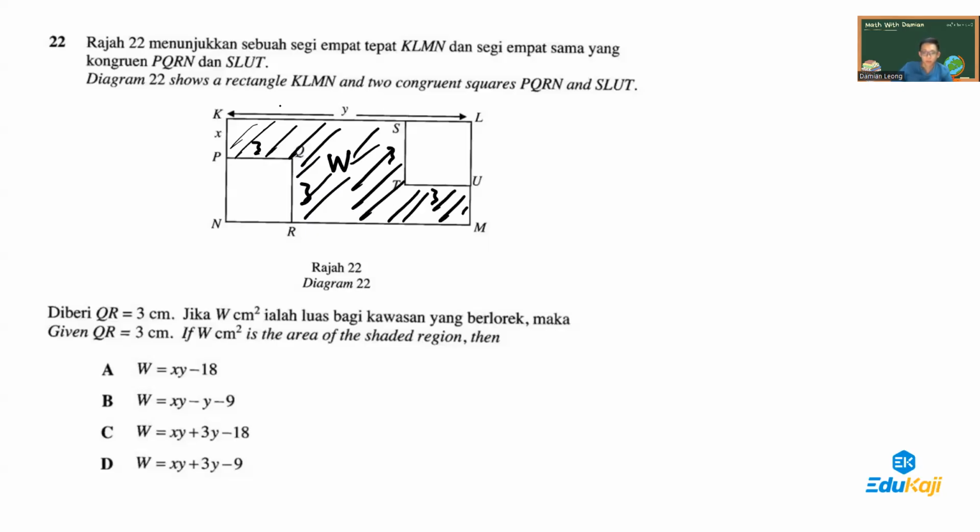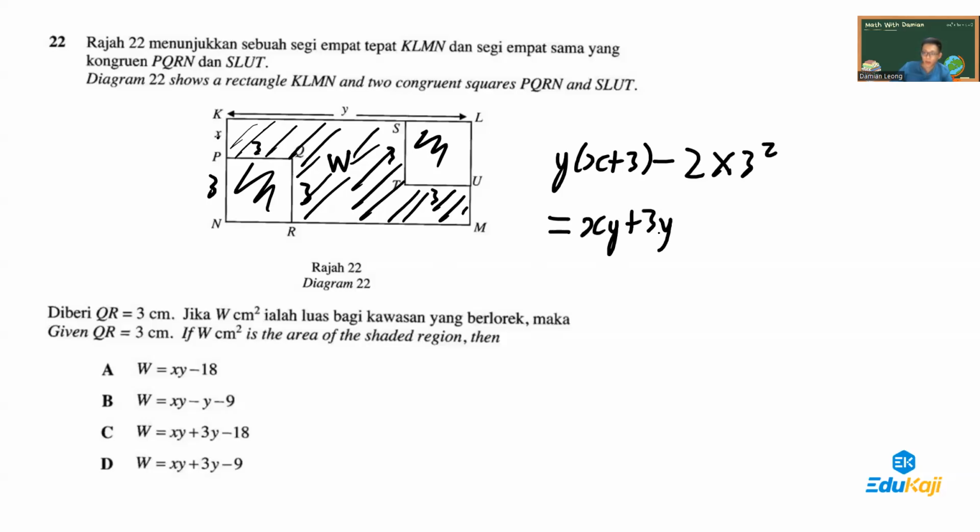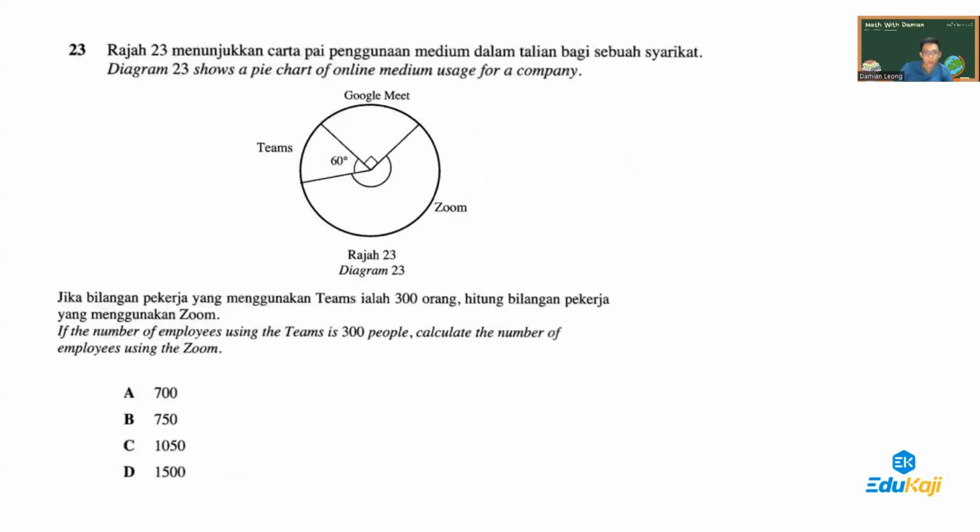Which is basically the area of the whole rectangle minus these two squares. The area of the whole rectangle, here I know it's 3, so x here, 3 here means x plus 3. So the whole thing is y times x plus 3. Then I minus the area of these two squares, which is 2 times 3 squared. So it's xy plus 3y minus 2 times 3 squared is 18. xy plus 3y minus 18, answer C. That's question 22. Question 23.